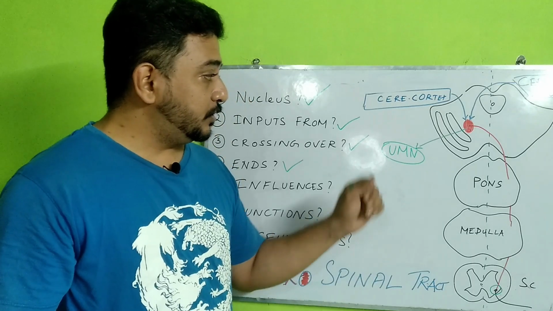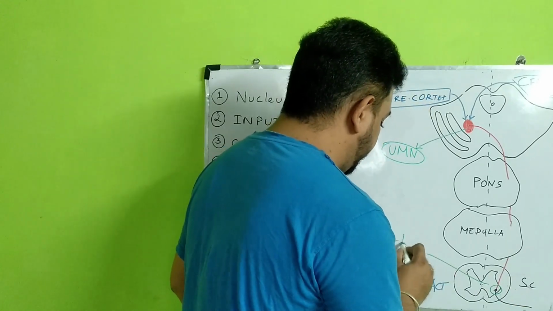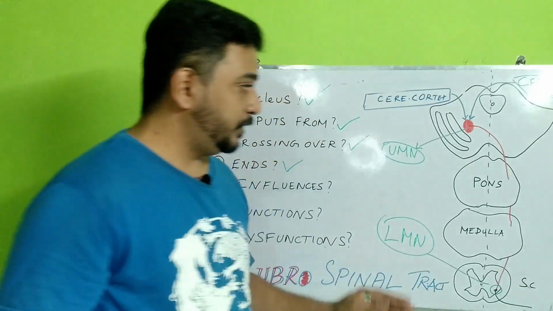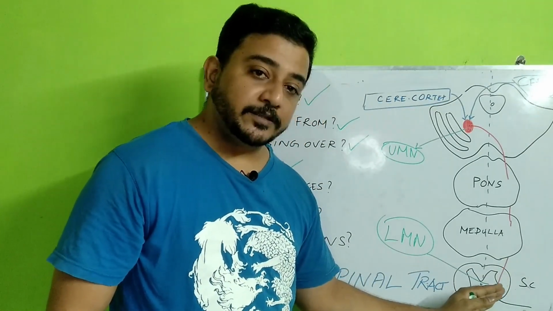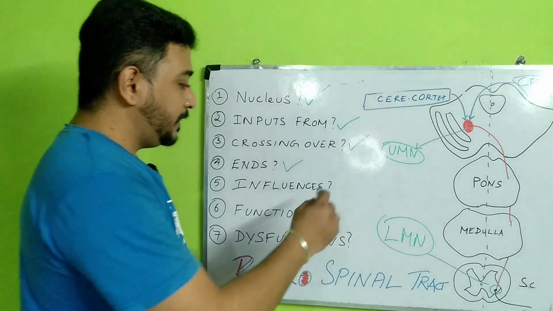Got it? So here our LMN and UMN is well defined. For this rubrospinal tract, the upper motor neuron is located in the red nucleus and the lower motor neuron is located in the anterior horn cells. Fine. So what are the influences?